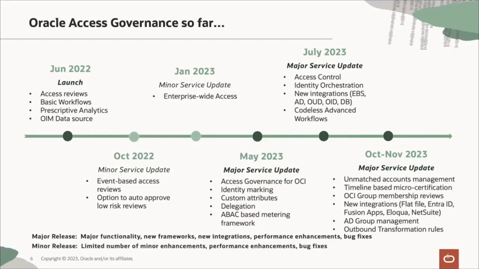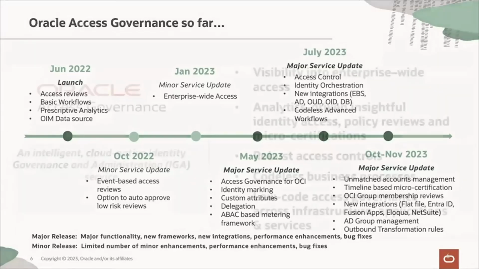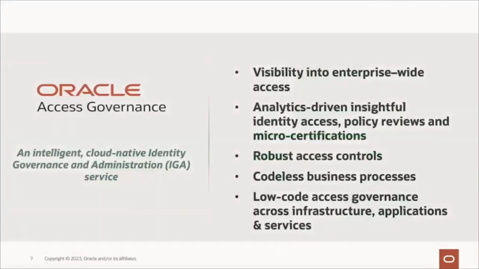First, I'll walk through the slides as to what access governance is and which areas have been addressed, and then Abhishek will provide a demonstration of most of these capabilities. So, what is access governance? Access governance is an OCI cloud native service that provides governance and identity governance and administration.